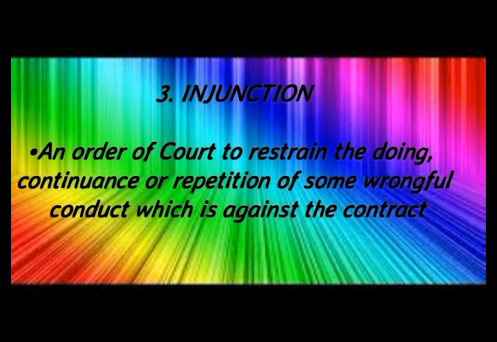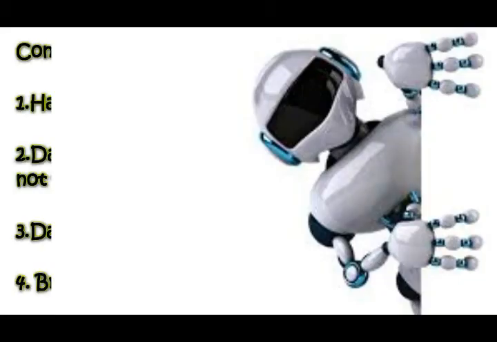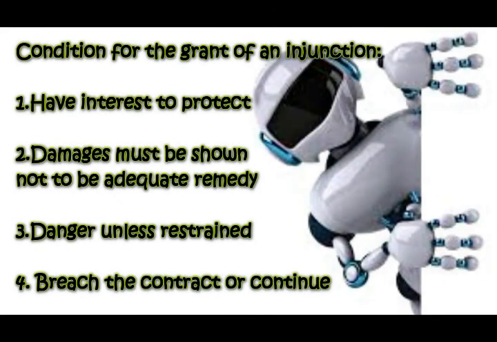The third subtopic is injunction. It is an order of court to restrain the doing, continuance or repetition of some wrongful conduct which is against the contract. The conditions for the grant of an injunction: first, have an interest to protect. Second, damages must be shown not to be an adequate remedy. Third, danger unless restrained. And the last, breach of the contract or continuance of it.